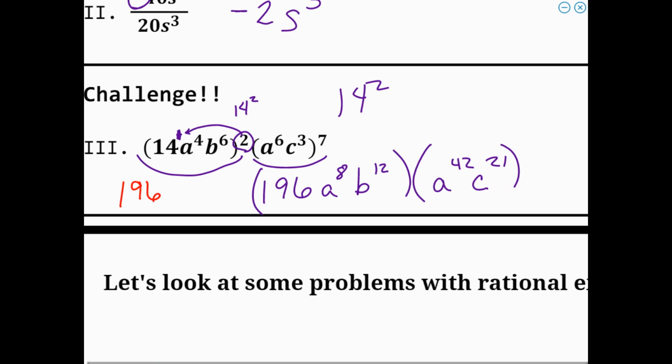Okay. So 196 doesn't change. So what's my power on my A going to be? 20? No, because you're going to add, right? 8 plus 42. 50. And my B 12, and my C 21. So this is my answer right there. So take it one step at a time. Don't try to rush into looking like it's too complicated. When you know how to do it, you know the steps.